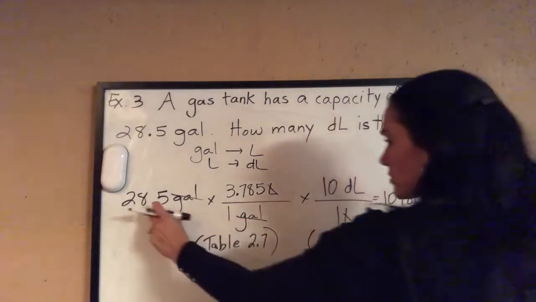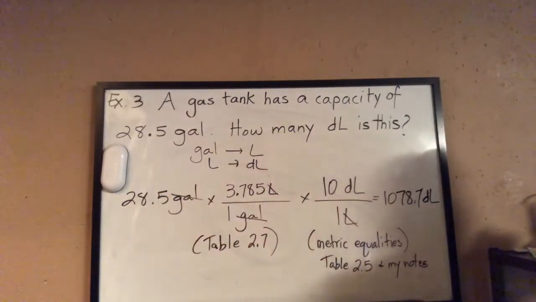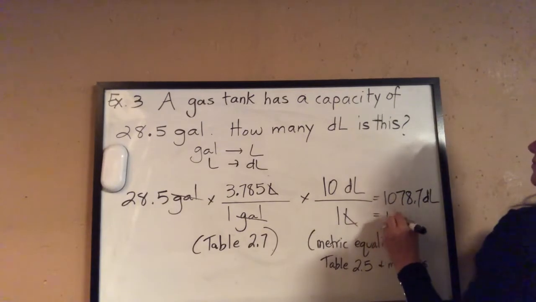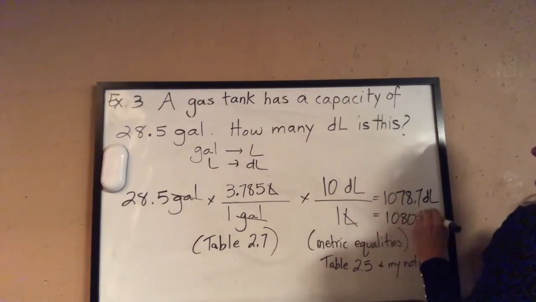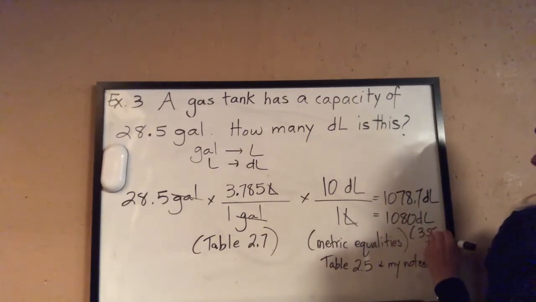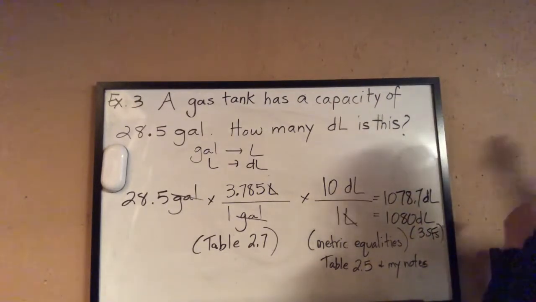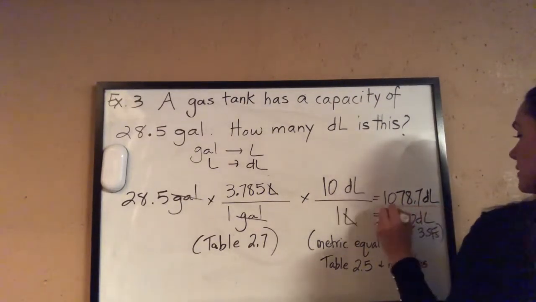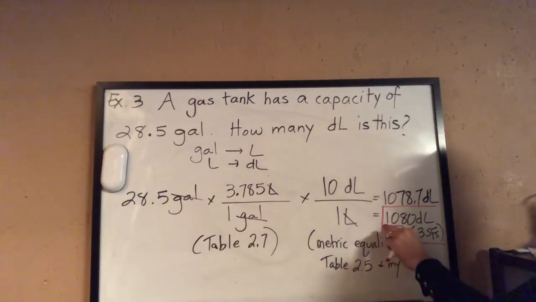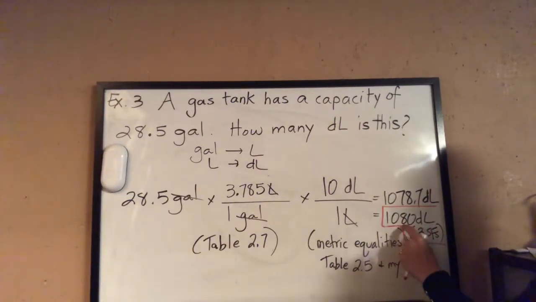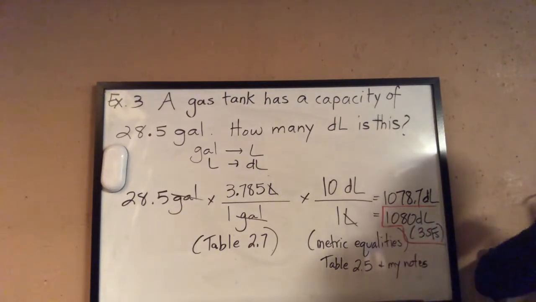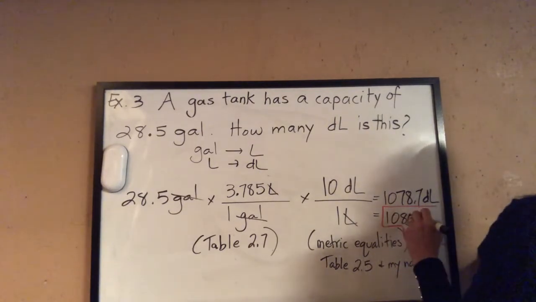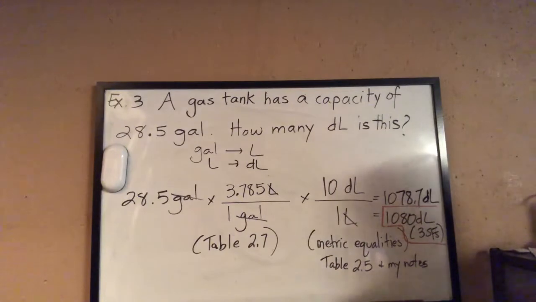But this should have 3 significant figures. Right now that has 5. So 1,080 deciliters, 3 sig figs. Significant figure trap: a 0 after a non-zero is a significant figure, but a 0 at the end of a number is not significant; it's holding the magnitude of the number.